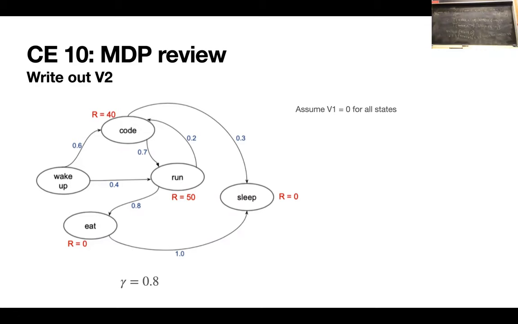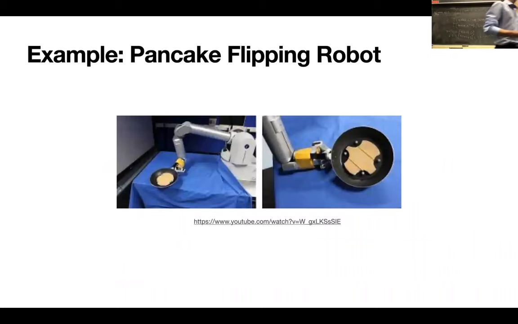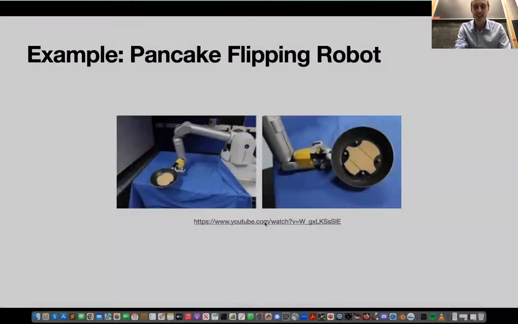I see some confused faces over there. Okay, all right, so let's just move on and talk about reinforcement learning. Reinforcement learning is a really important algorithm that is used in robotics, and state of the art algorithms on robotics use it. It's basically the idea of what we spoke about so far, but without knowing the transition function and without knowing the reward function. Let me show you an example of this, a pancake flipping robot, so you see the idea.